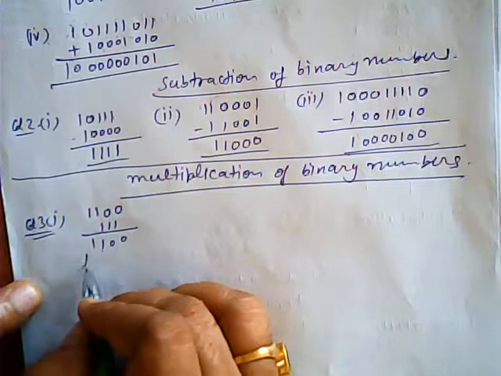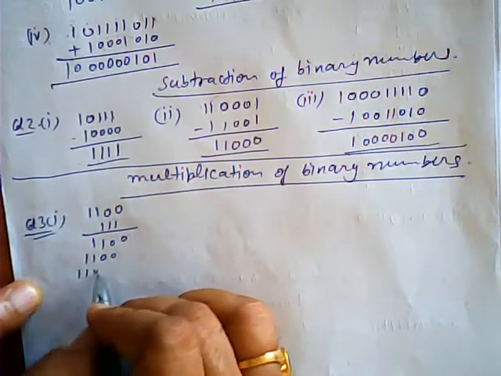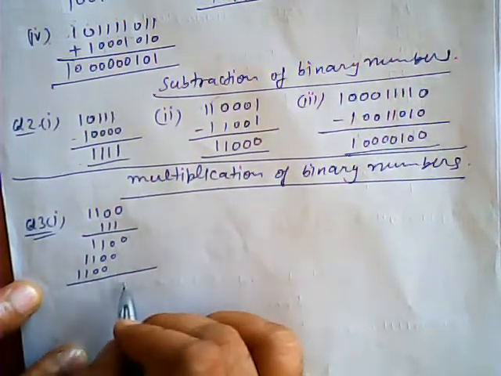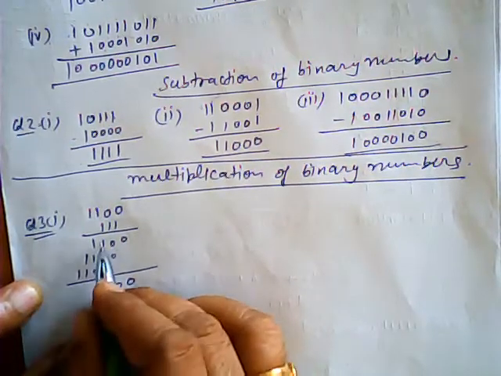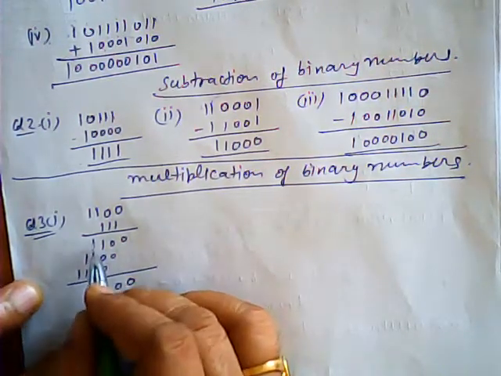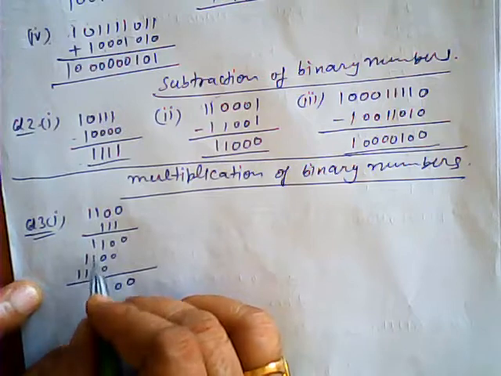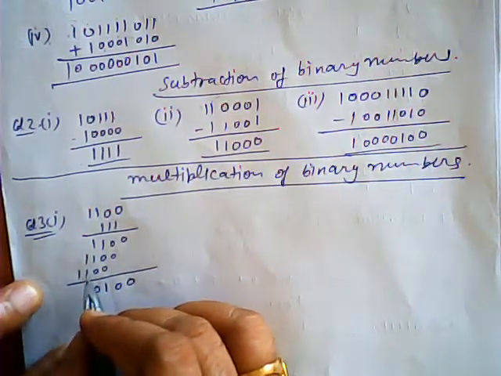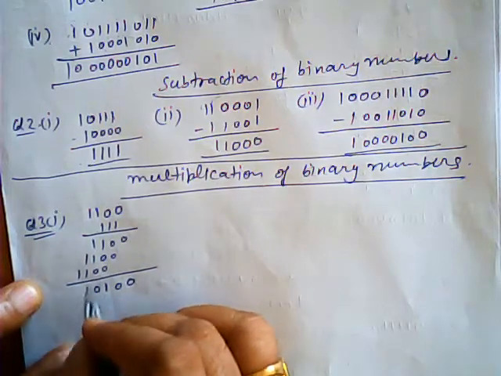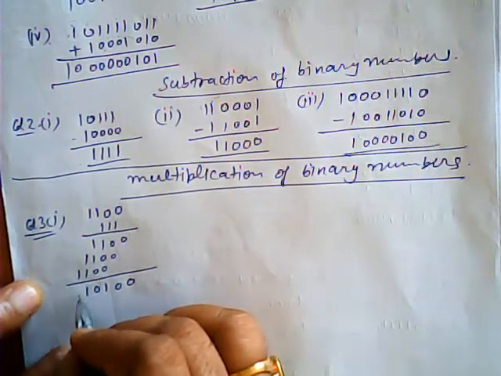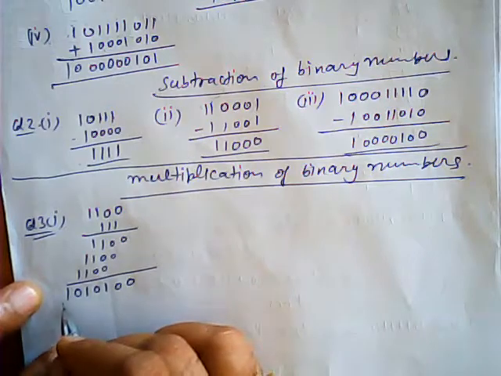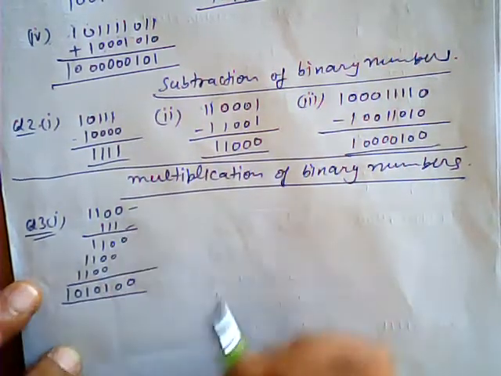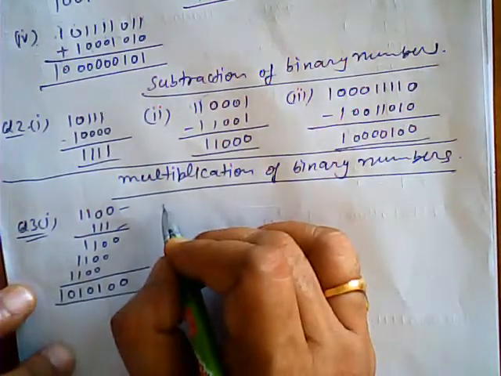Again 1100, again 1100. Now we add the numbers. This is 0. This is 1. This is 1 and 1 is 2. 2 cannot be written, so we write 0 here. 1 is carried over. 1 plus 1 is 2 and 1 is 3. 3 when divided by 2 will give 1, and 1 is carried. So 1 and 1 is 2, again 0 and 1. This is the multiplication of these two binary numbers. Second part.